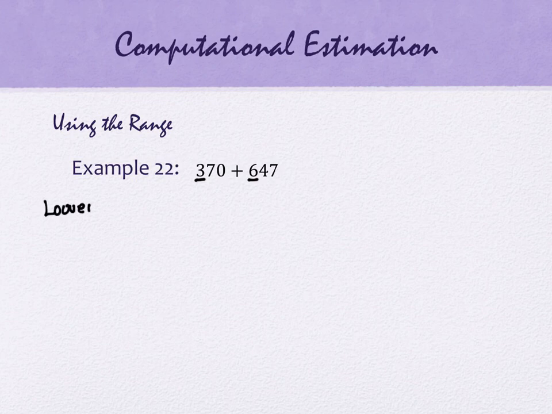So the first one is what happens if I round everything down. So it's like front-end estimation. I keep the first number and I zero everything out. So it's 300 and 600. So that's 900.